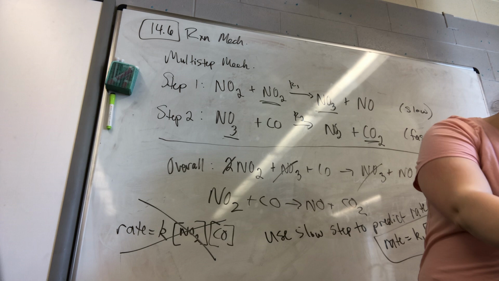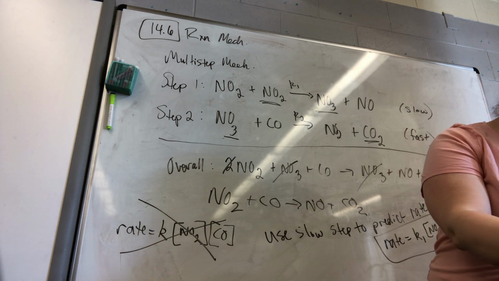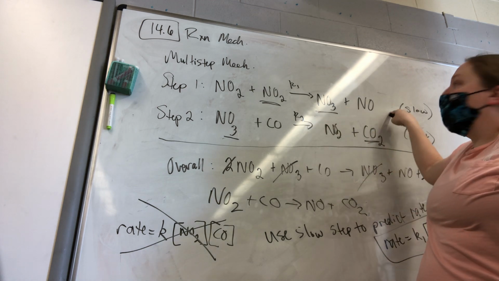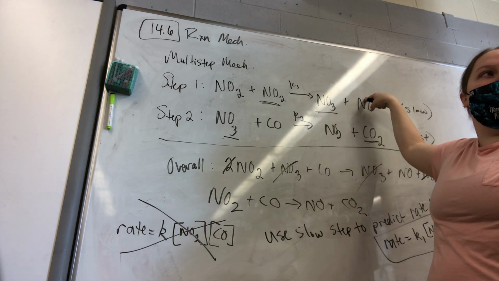What if I have three-step equations? If you did, the first step would still be the slow step. So even if I added one more step, the first step will be the one that determines your rate law.